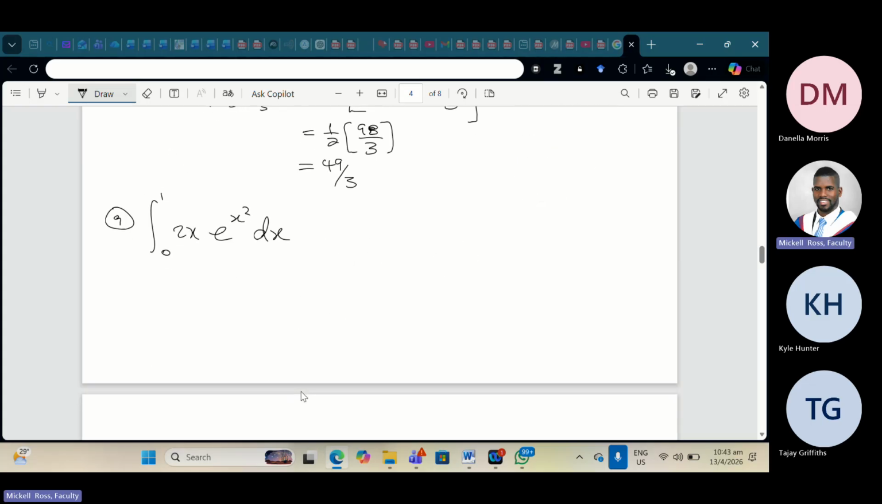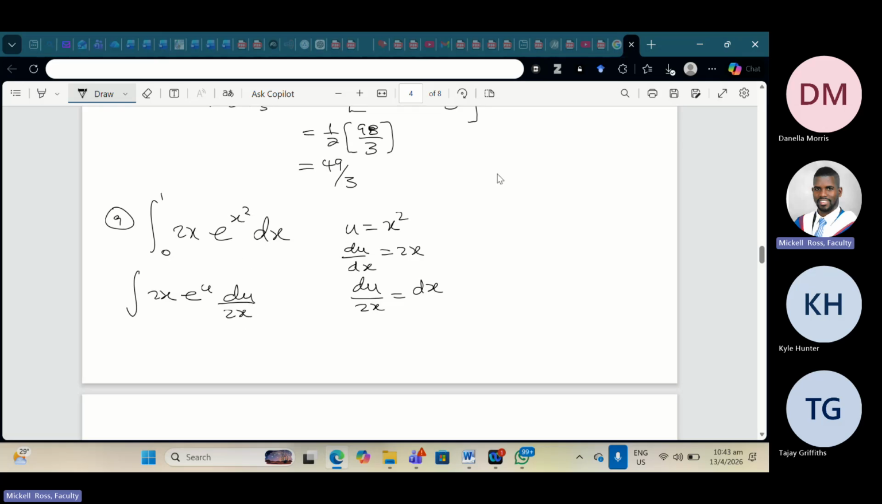All right, so we're going to get u is equal to x squared. Derivative of u with respect to x is equal to 2x. So du over 2x is equal to dx. So what we're going to get now is the integral of 2x e to the u du over 2x.